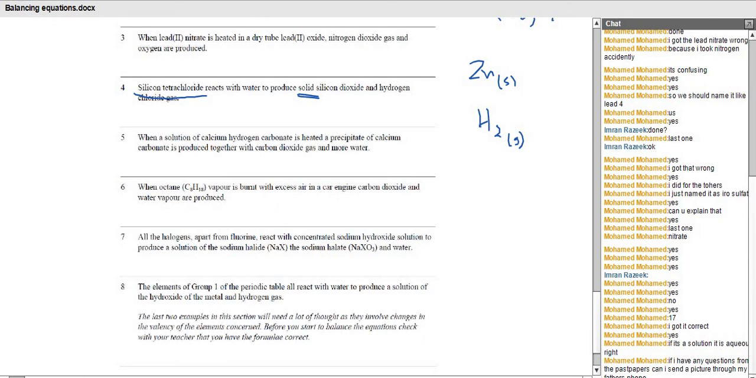Right, the last two I will explain if it's difficult. Here the halide, you should take the halide as X2. So you have fluorine, chlorine, bromine. So commonly you take it as X2. And for the metal, you take it as M, reacting with water. This M, okay?